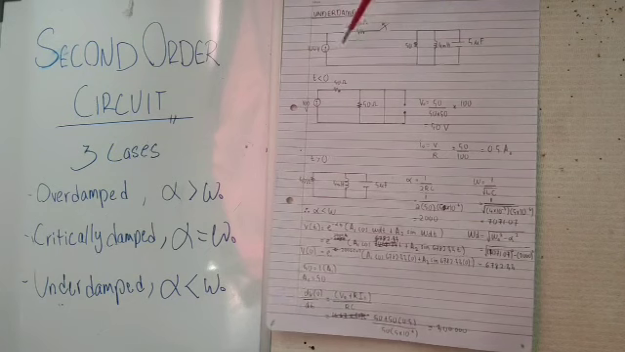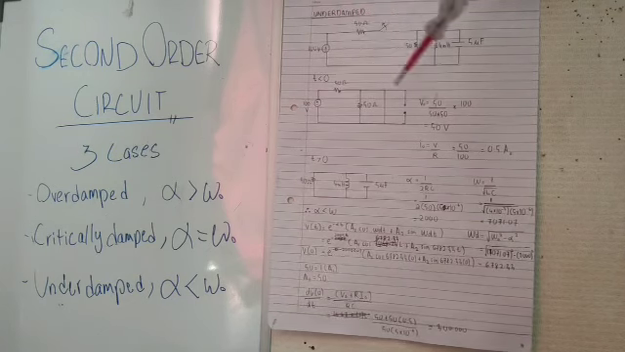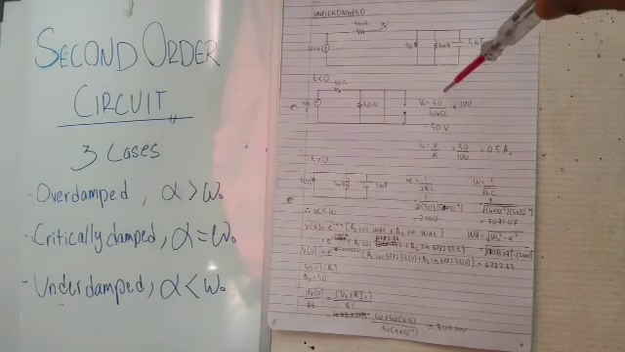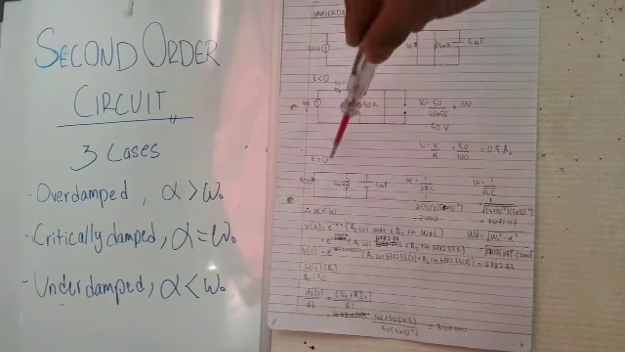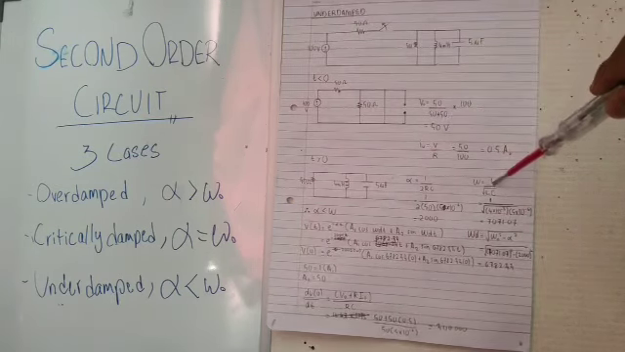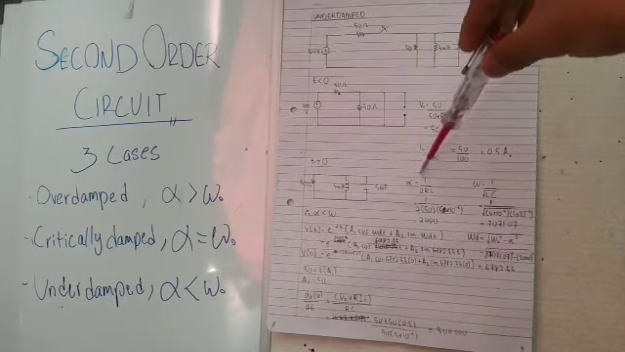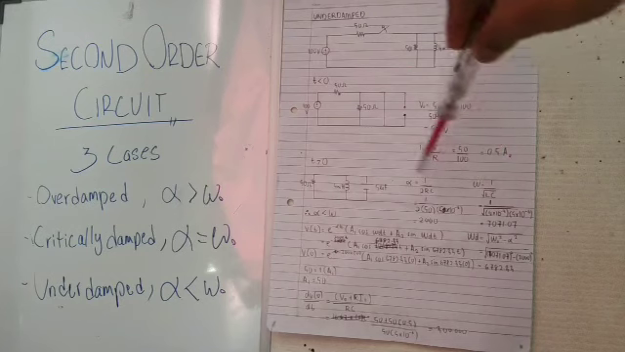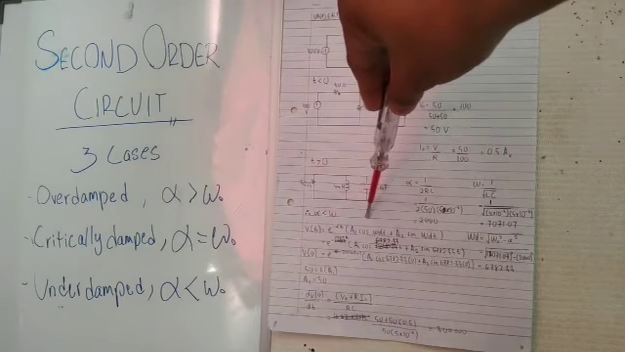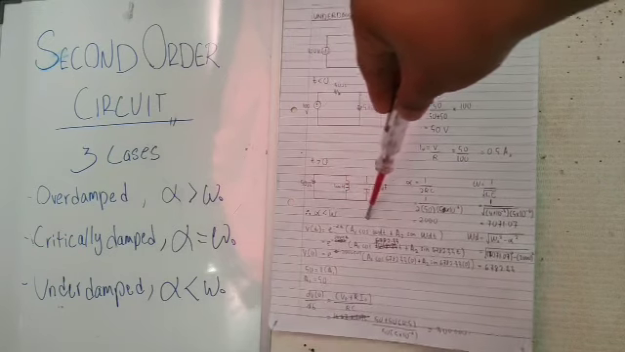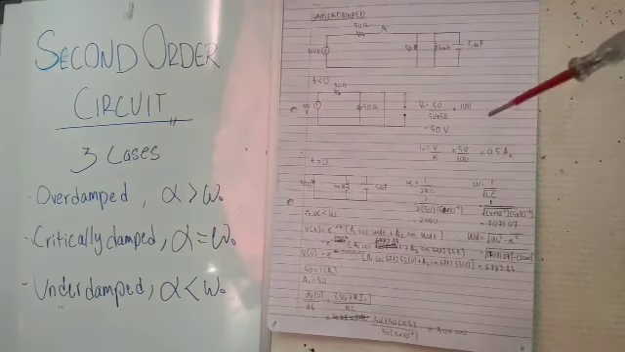So basically, just follow the steps. When t less than 0, we will find the V naught and I naught, and when t greater than 0, we can find the value of alpha and omega naught. From the value of alpha and omega naught, we will know that this is the underdamped case, which is alpha is less than omega naught.